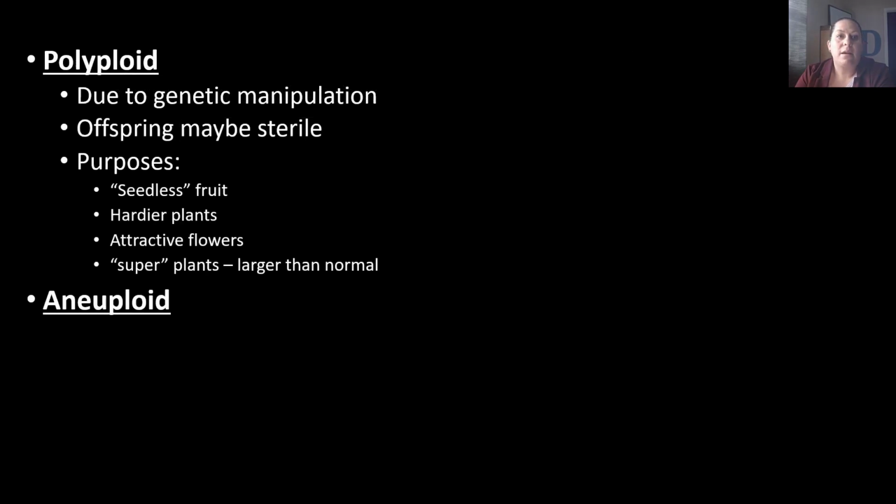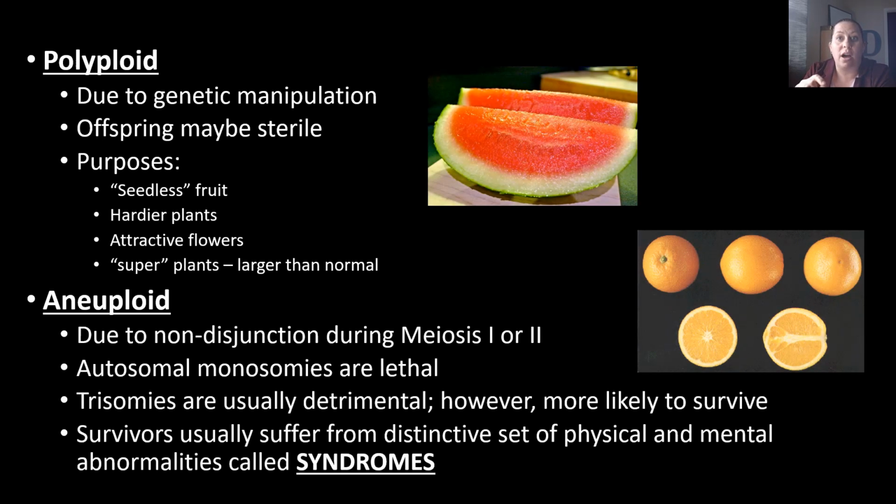So guys, when we look at a polyploid, when we're talking about plants, these are due to genetic manipulation. Offspring may be sterile because of this genetic manipulation. But the purpose in plants is that they are to create seedless plants. Since they're sterile, they don't actually create seeds. So when we talk about seedless watermelon, that's what we're talking about here. We've actually created this in order to make it where it doesn't have the seeds.